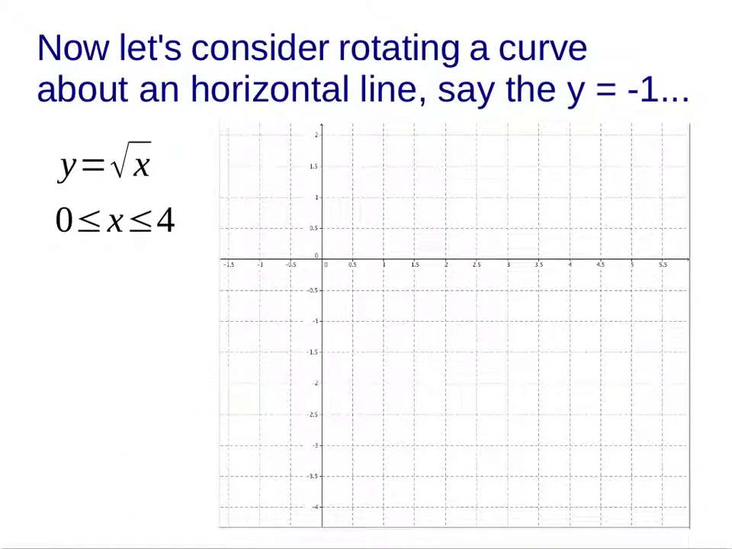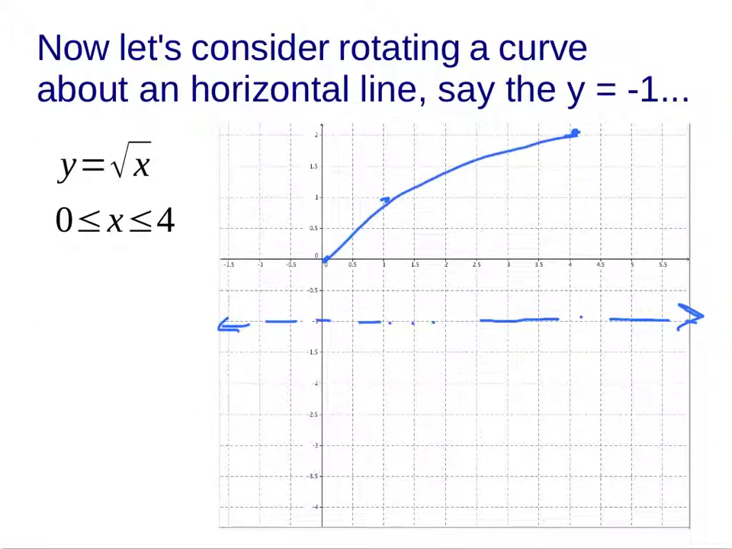So after we practice a few of these solids that go around the x-axis or the y-axis, we're going to start moving the axis of revolution around. So here, now let's consider rotating a curve about the horizontal line. Let's say the line y equals negative 1. And we're going to go ahead and draw that line on the page right now. We call this our axis of revolution. And notice I've actually given you the same curve that we had before, and that looks something like this.